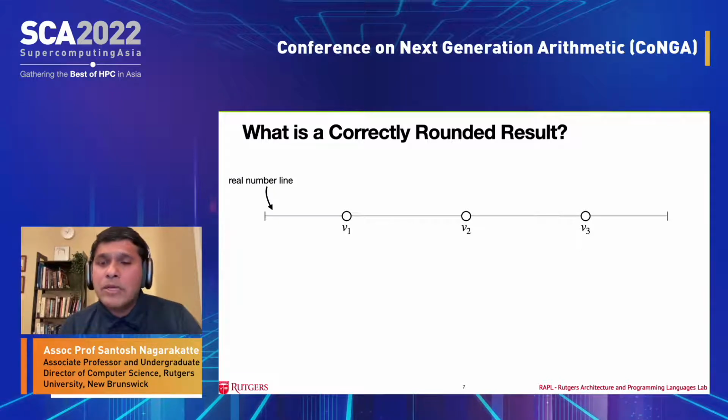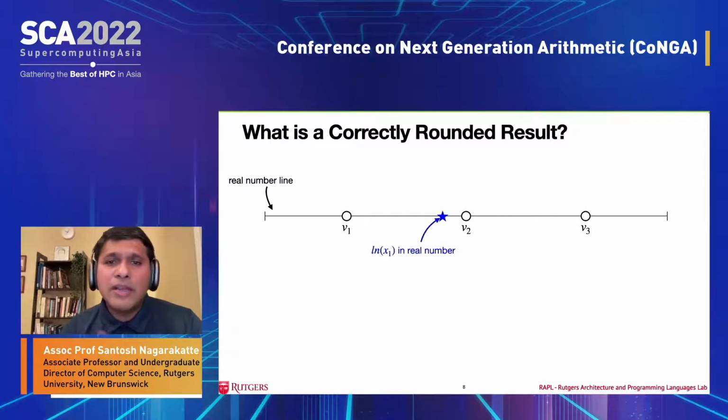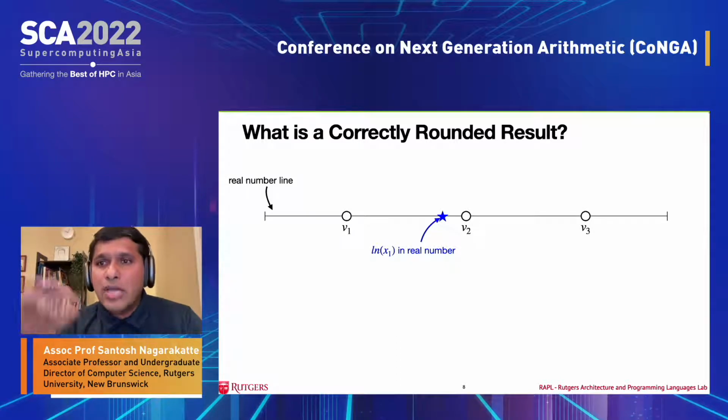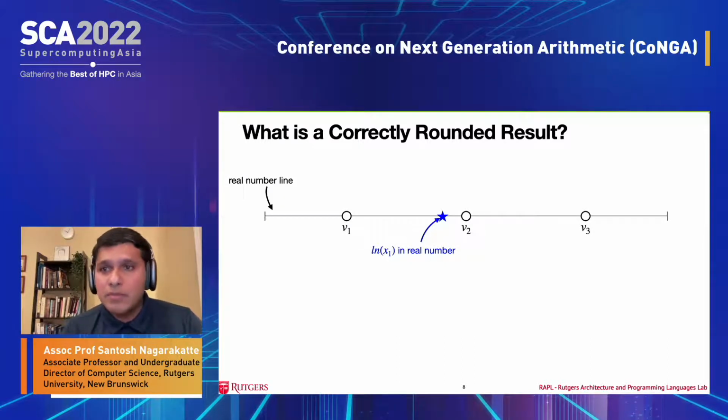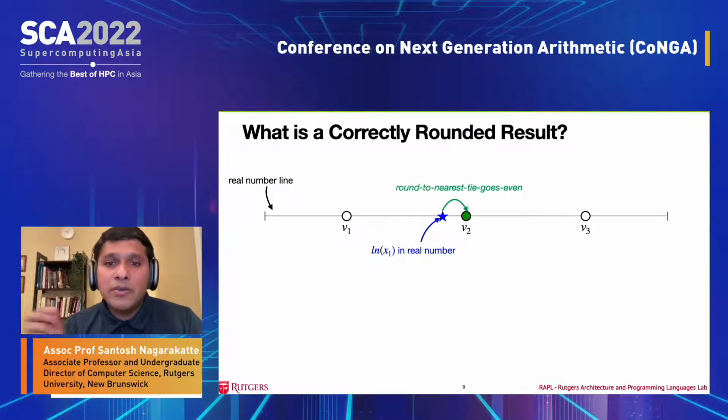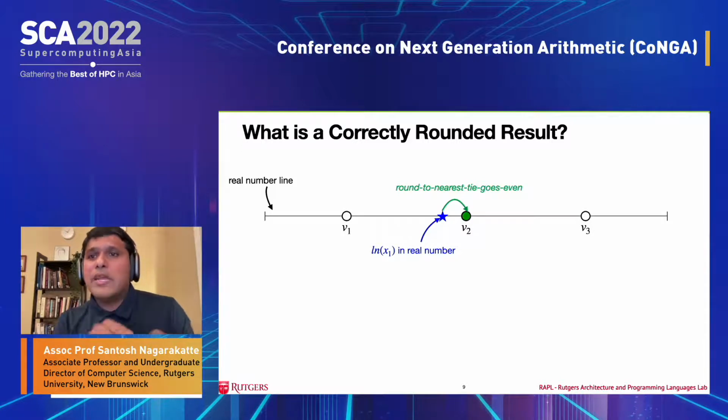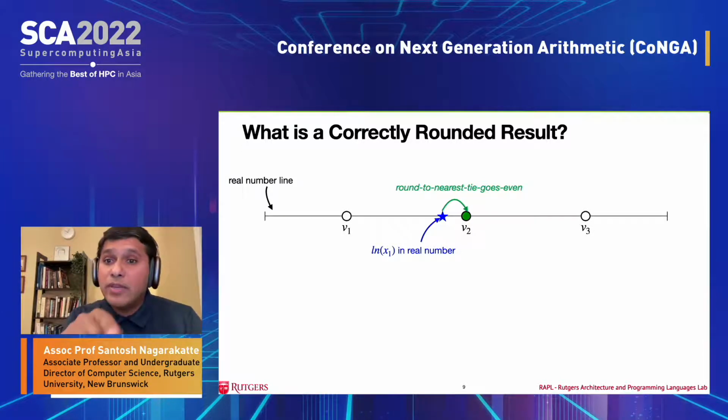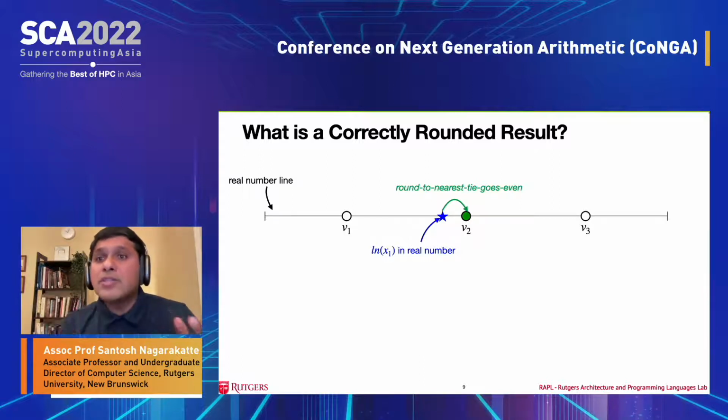Now you compute a transcendental function with the best state-of-the-art algorithm, and it produces a real value. In most cases, it won't be exactly representable in your floating point representation, and then you need to round it. Generally, there is a rounding mode associated with most representations. The most commonly used rounding mode is round to nearest, ties to even. So when you round this real value according to the rounding mode, you could get V2, which is the value that is representable in your floating point representation. This V2 is the correctly rounded result.